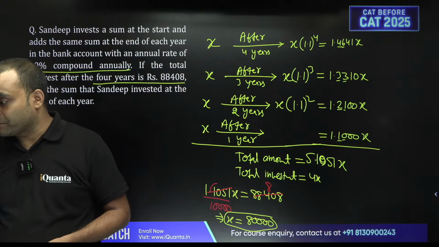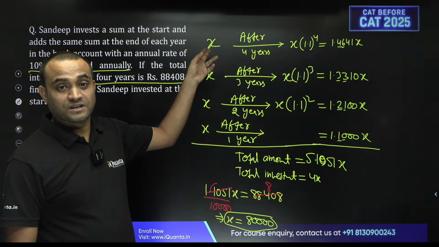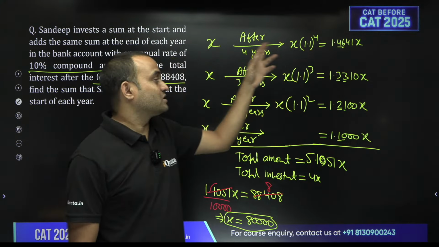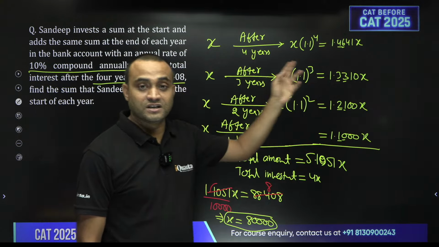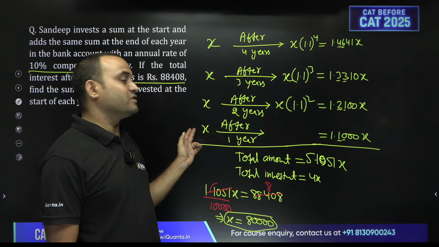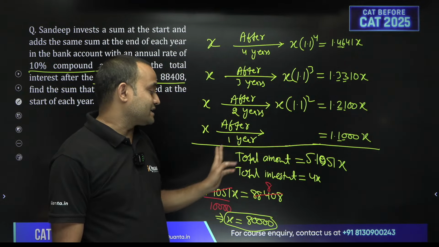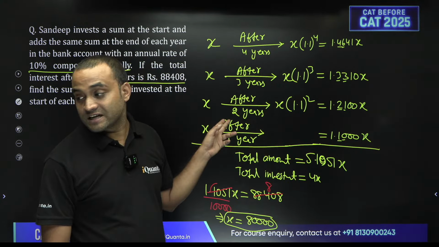Yes, we added principal amount each year, Nivedita. This is for the first year. The amount that we invested first year will become this much. The amount that we invested second year will become this much. The amount that we invested third year will become this much. And the amount that we invested fourth year, at the start of fourth year, will become this much. That is why total investment is 4x. But the per year investment is x, right?